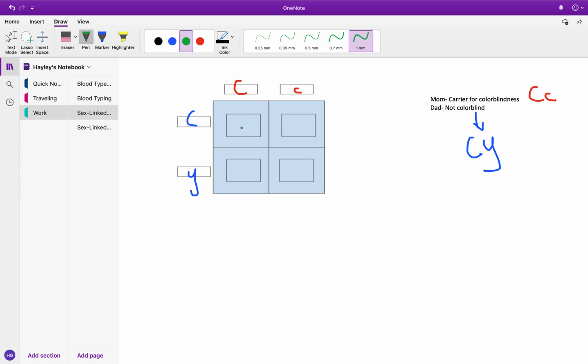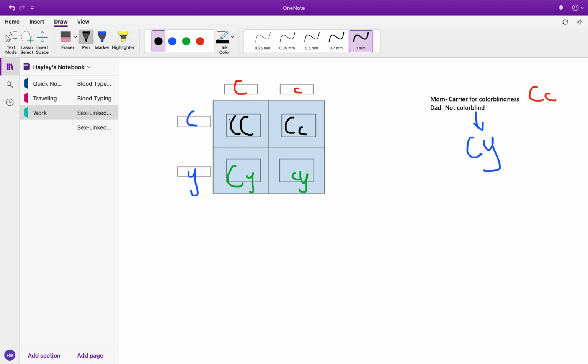So then when we do this, our children, we're going to do the daughters in black. So we're going to have this for our daughters. And then we're going to do the sons in green. We're going to have this, and then we're going to have this. So here's what this all means.